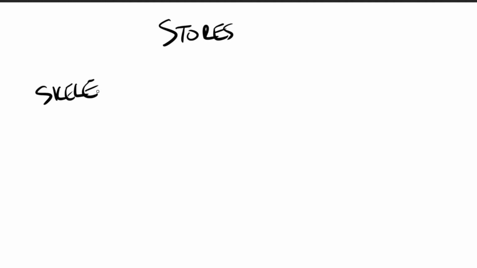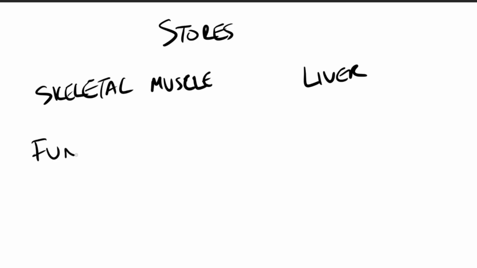So the main stores of glycogen in the body are skeletal muscle and liver. The function of muscle glycogen is to serve as a fuel reserve for the synthesis of ATP during muscle contraction. And the liver glycogen, the function is to maintain the blood glucose concentration.